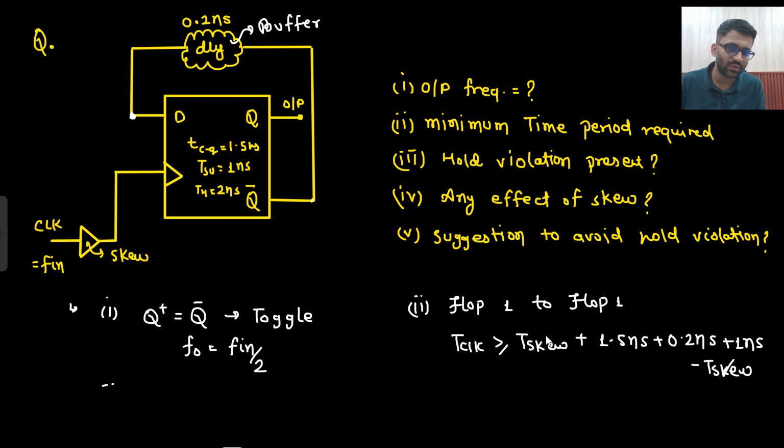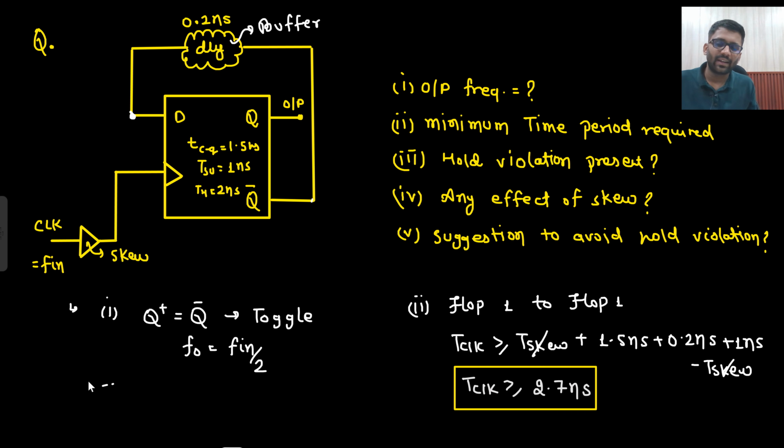So this T skew and T skew are getting cancelled. So your T clock should be greater than what? What I did, I worked from here to here, then clock to Q, and then I saw this delay, plus 0.2 nanosecond, then I reached here. If I reach here, I require a setup time of 1 nanosecond. So that I wrote. That's it. So what do I get? 2.7 nanosecond. So this is my requirement.